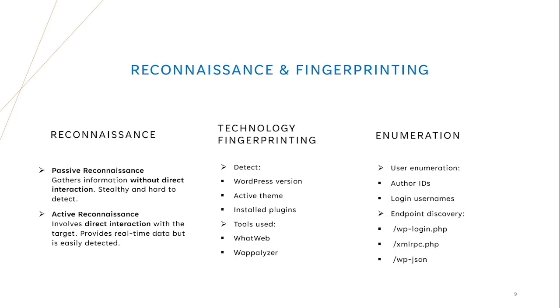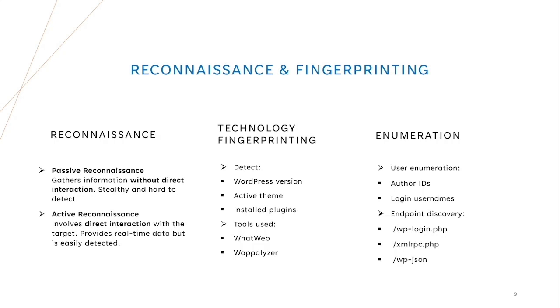Technology fingerprinting. In technology fingerprinting, we have to detect what technologies they are using, such as which WordPress version they are using, which active themes are installed, and the installed plugins and tools used. To detect these technologies on their website, we can use Wappalyzer or similar browser extensions. We can add it to the browser and use it to find them.